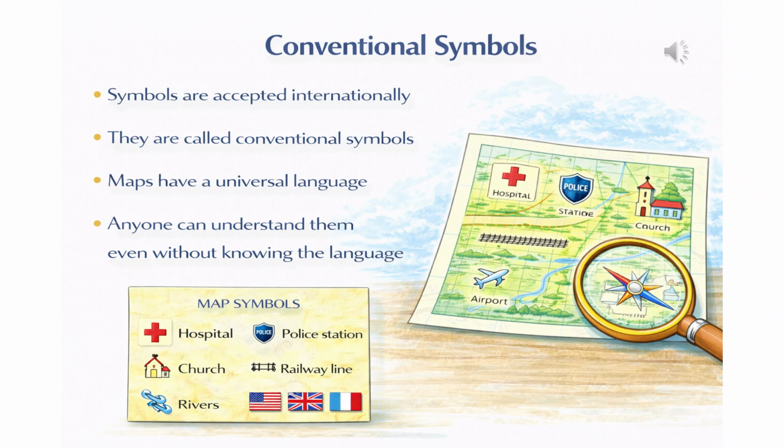Some symbols are accepted all over the world. These are called conventional symbols. Maps have a universal language. Anyone can understand these symbols, even without knowing the language.